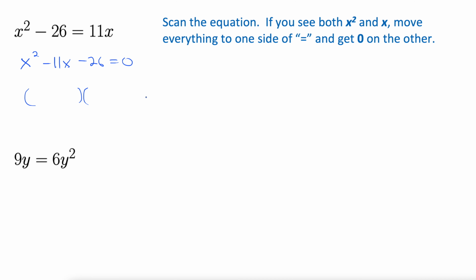Now we go to factor this. We need factors of negative 26 that add to negative 11. Well, how about negative 13 and 2? So x minus 13 times x plus 2 equals 0. Then we use the zero factor property to set each one of these equal to 0. That gives x equals 13, x equals negative 2.